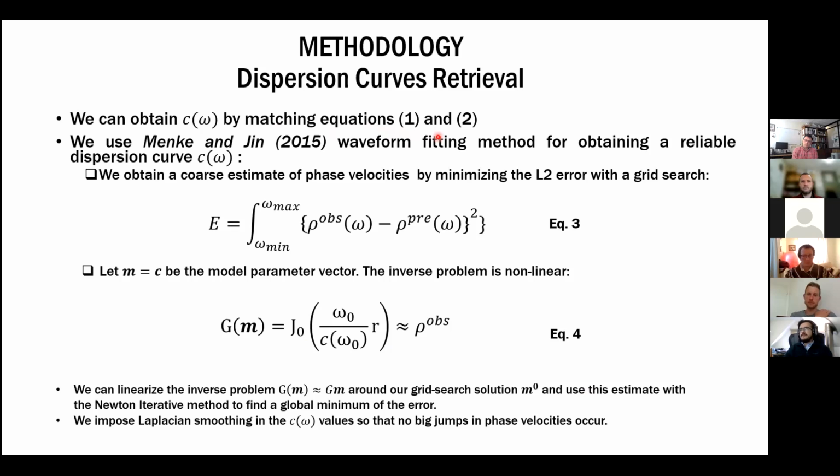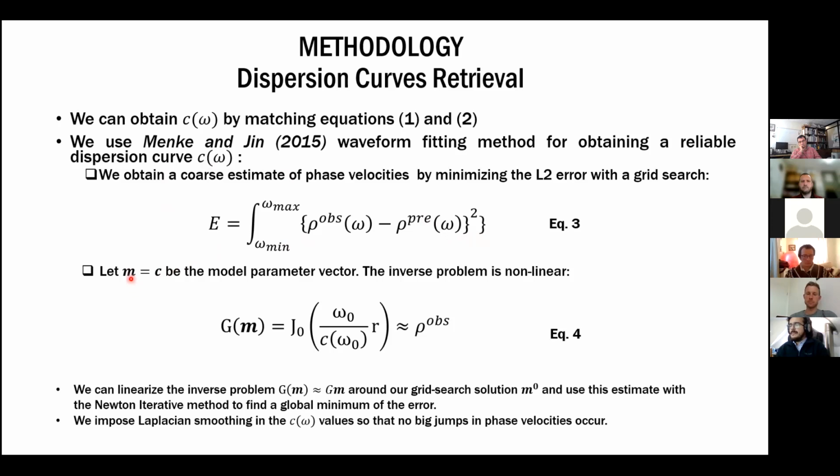We decided to use the Menke and Jin 2015 waveform fitting method for obtaining a reliable dispersion curve. Why do we use this method? Because it works. It has shown good results when the signal to noise ratio is not high enough, which is a problem we may encounter in our case study. Firstly, we need to obtain a coarse estimate of the phase velocity by minimizing the L2 error with a grid search, and that means minimizing this equation.